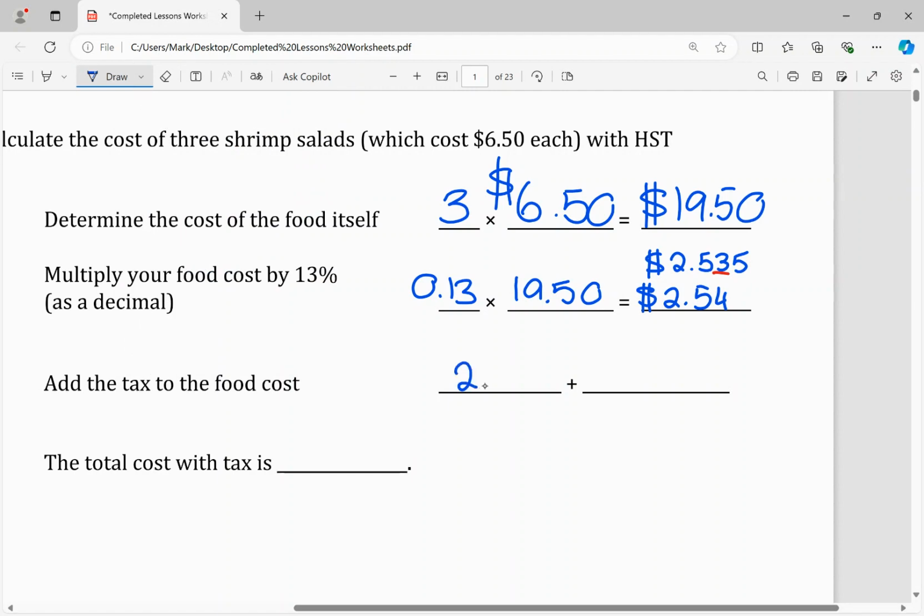We take $2.54. We add it to our subtotal of $19.50. And what we get is $22.04. So our total cost with tax is going to be $22.04.